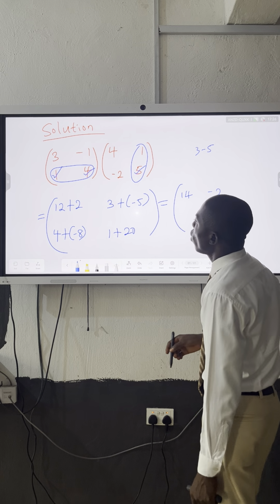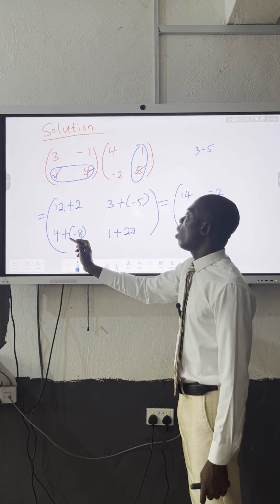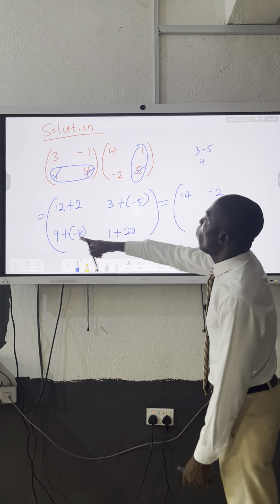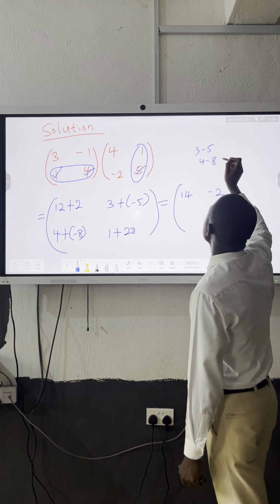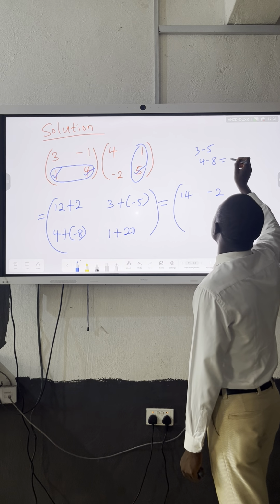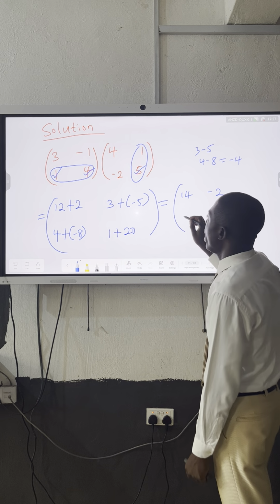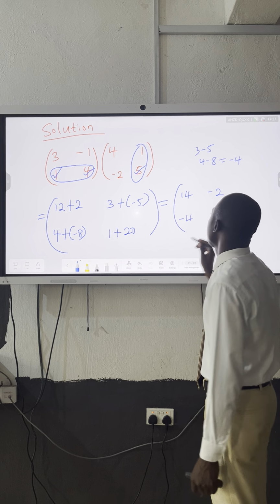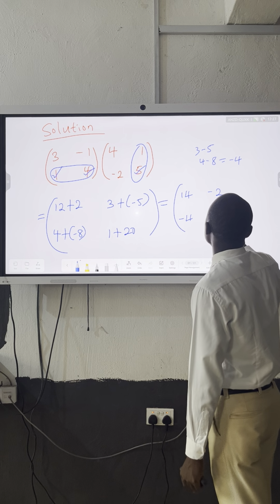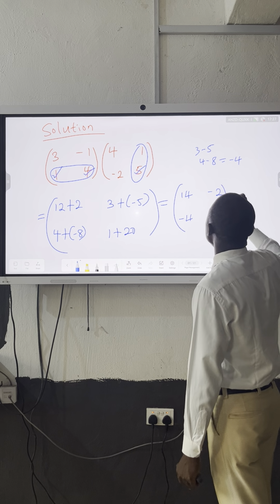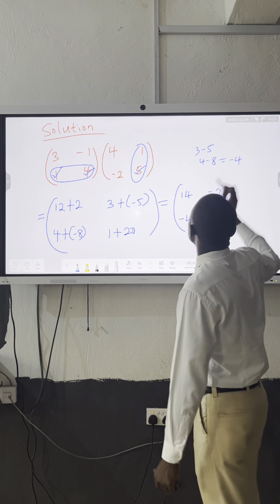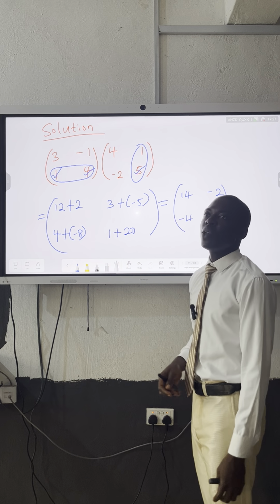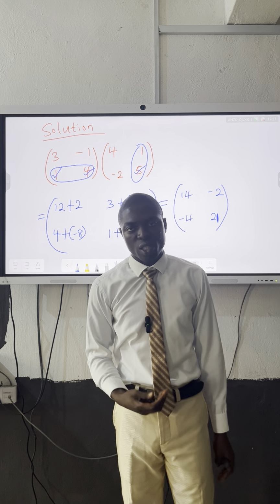All right. In this place it's a similar thing. 4 plus into minus 8 means 4, then plus times minus is going to give us minus 8. So 4 minus 8 is going to give us minus 4. So here you have minus 4. And then finally, 1 plus 20 is going to give us 21. So this is now our answer. What we have here now is our answer. This is the answer, which is called the product.